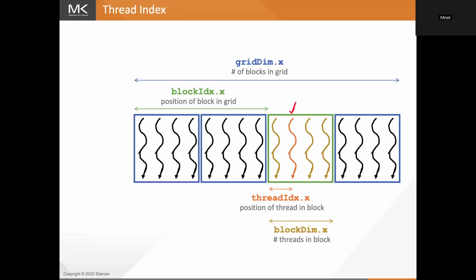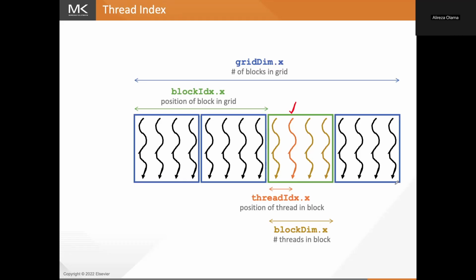Block index multiplied by the block dimension, yes, and then add the thread index. Yes, that's true. So with that, I will know how I can get access to the data in the array, right? So which data do I have to get access to?